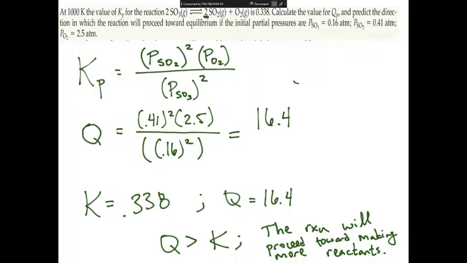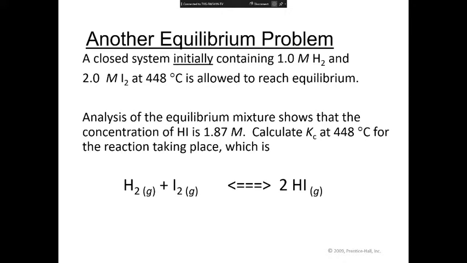All right, any questions so far? So what we're doing, again, is using the equilibrium constant and comparing it to things that aren't necessarily at equilibrium. And that's what I want us to look at for the last little bit of class: other times where you're not at equilibrium yet, but you're on your way there. So here's another equilibrium problem.